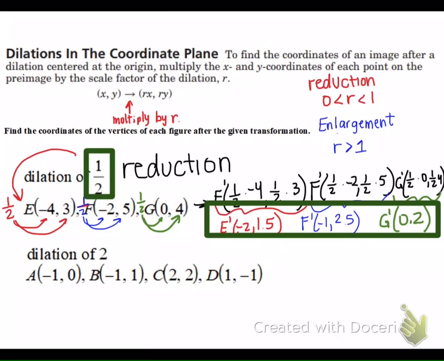Dilation of 2 is a what? Enlargement or reduction? Enlargement.